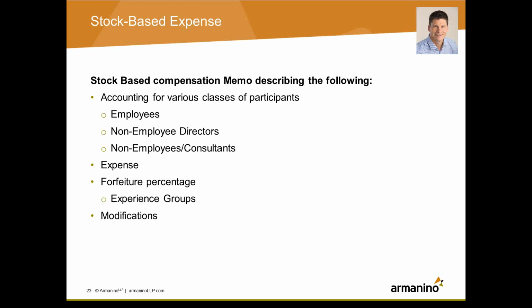So anytime there's something unusual to the plan, or anytime you're developing these assumptions, you want to make sure that you've got at least a brief memo in the file that just sort of walks through where you pulled the data from and why it's reasonable.